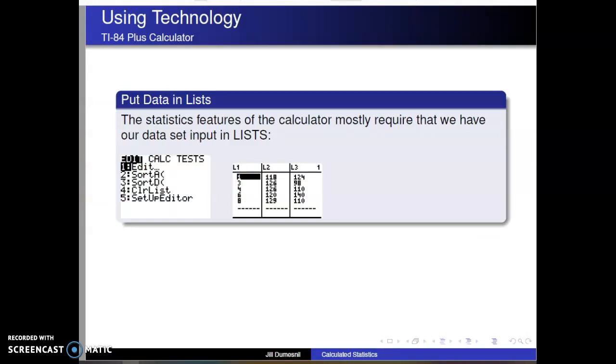The statistical features of the calculator mostly require that we have our data set input into one of several lists. Under the Edit menu, choose option 1, Edit. This brings up a list environment. I've put our previous 5 data points in List 1, L1, which stands for List 1. On my calculator, I also have some data in Lists 2 and 3, but we won't use them right now.